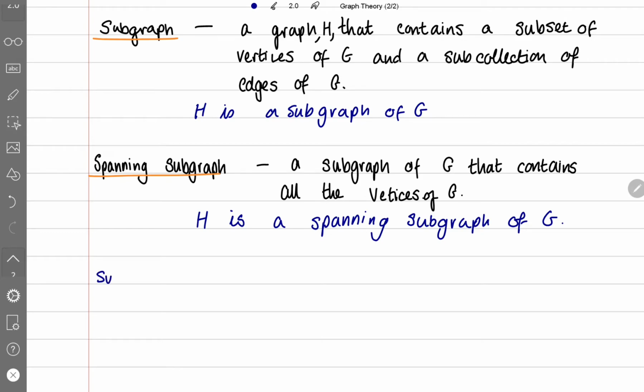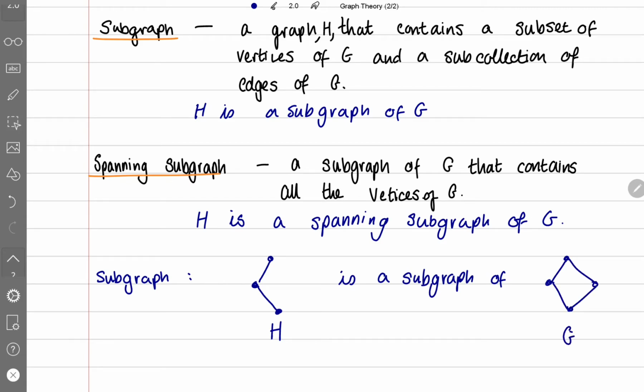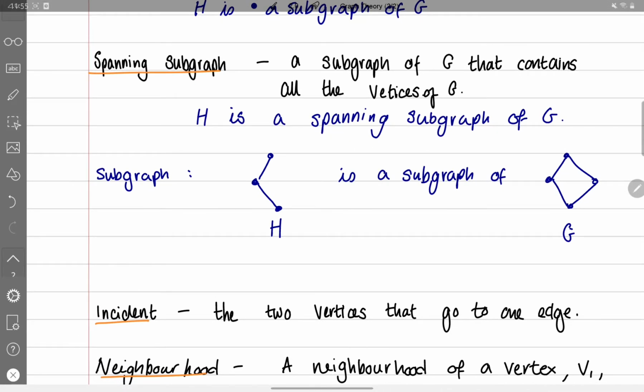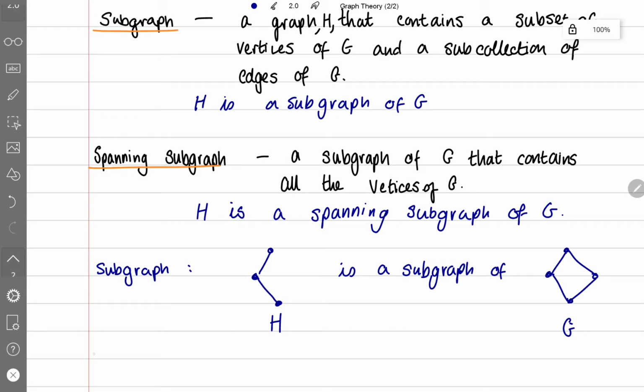So we'll start off with a subgraph. Let's say if we take this kind of shape here, this graph H is a subgraph of this shape here, this graph here, which is G. Similarly, if we did a spanning subgraph, I'm just going to take these out here just so that we can fit everything in. Spanning subgraph.